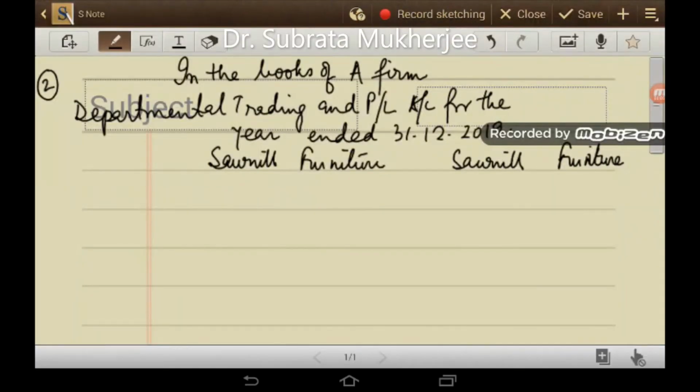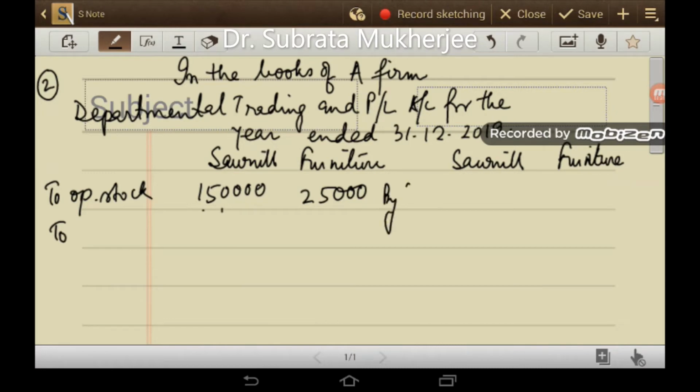So in the books of the firm, departmental trading and profit and loss account for the year ended 31st December 2019, sawmill and furniture department. So these are the two departments. So opening stock, this is 1,50,000 and 25,000 for furniture. The next item is your sales. So by sales, 11 lakh and 2,25,000.